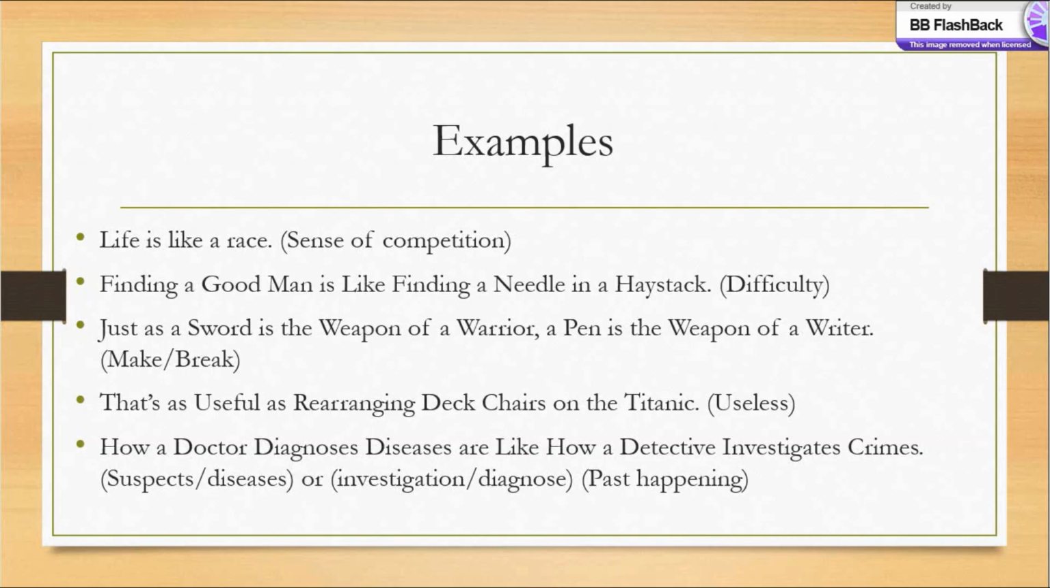How a doctor diagnoses disease is like how a detective investigates crime. Here, suspects and diseases. This feature is similar: a doctor finds out the reasons of the current sickness. On the other hand, a detective finds out the clues to get the criminal. So the work is quite similar. The feature is quite similar, that you are analyzing, you are interpreting it.